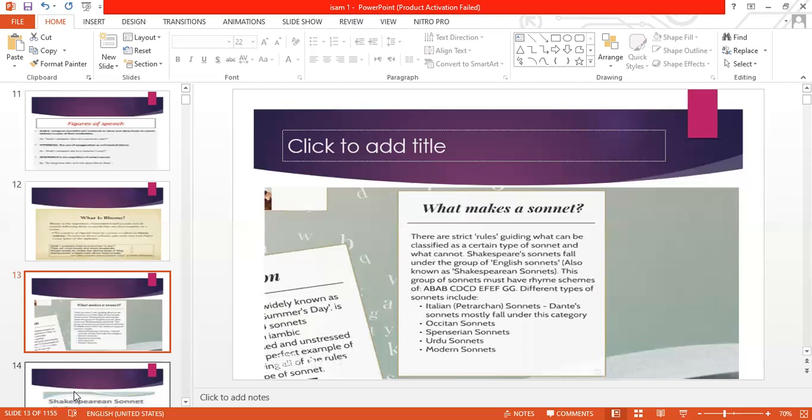Different types of sonnet include the Italian sonnet, the Petrarchan sonnet. Dante's sonnets mostly fall under this category. And we have the Occitan sonnet, Shakespearean sonnet, and modern sonnet. Shakespearean sonnet.